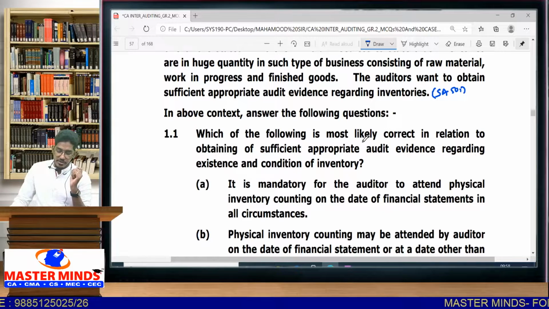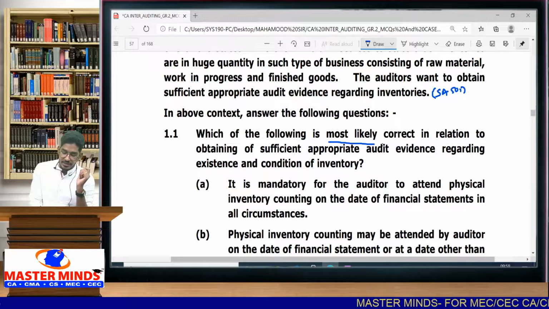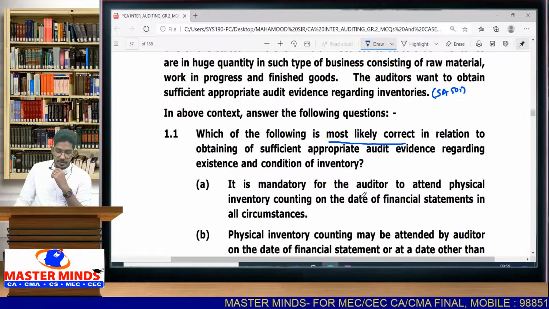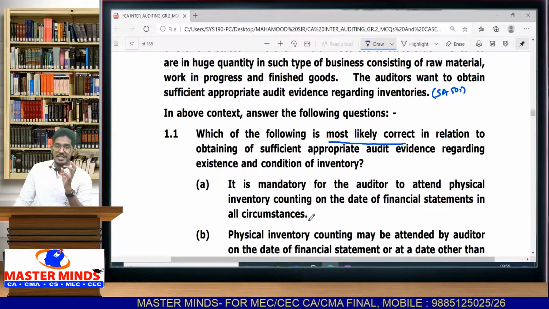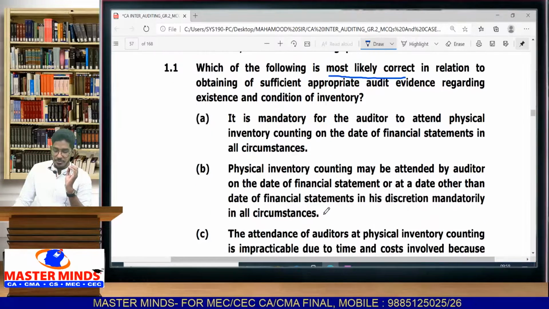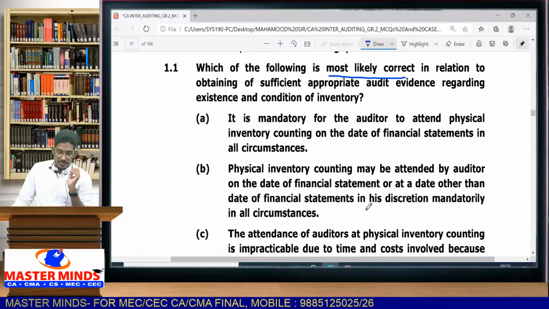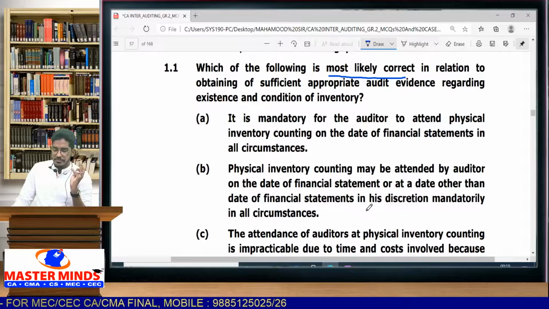Which of the following is most likely correct in relation to obtaining sufficient appropriate audit evidence regarding existence and condition of inventory? They have given 4 options. Out of the 4 options, which one is more likely correct? We have to choose that option. First of all, let us read option A: It is mandatory for the auditor to attend physical inventory counting on the date of financial statements in all circumstances.